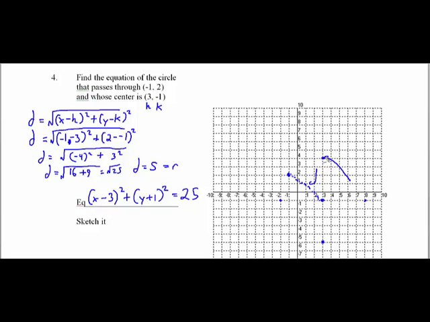Okay. As I finish my circle and try to do the best freehand circle I can draw, you can see as I come around this arc, I do end up going through that point to some degree. And there's my sketch of this circle with radius 5 centered at the point 3, -1.